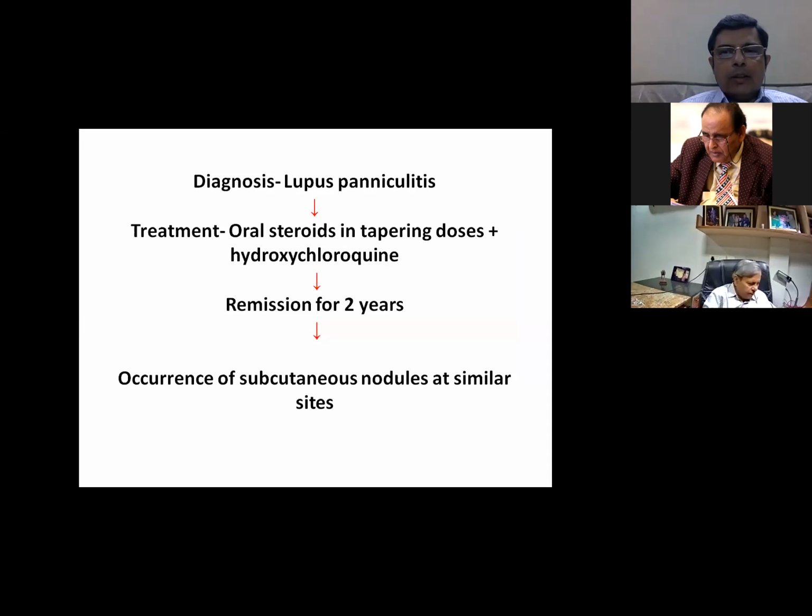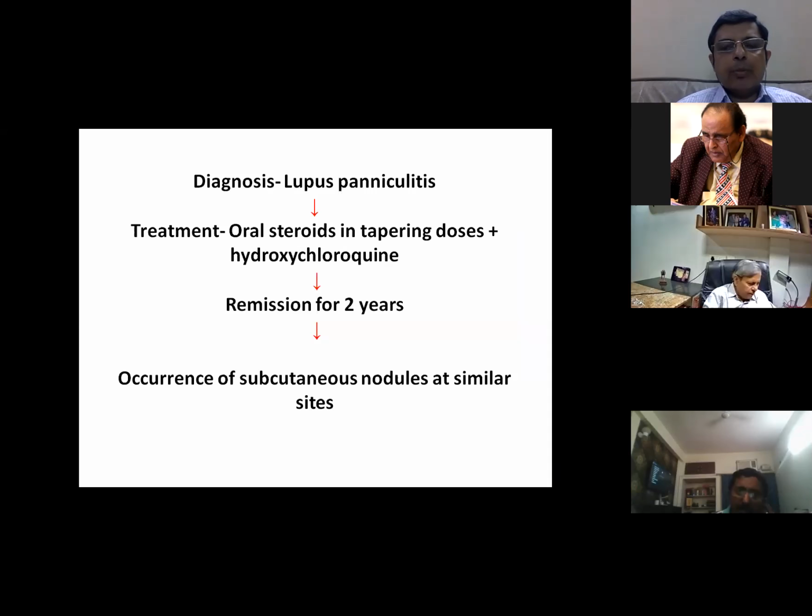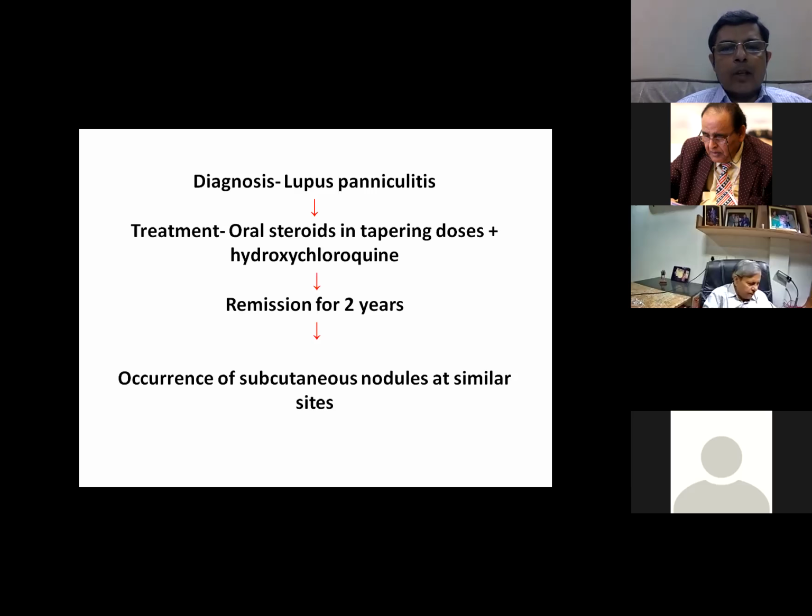Within a few months after stoppage of all the treatment, the patient again had recurrence of a similar kind of nodules, again at similar areas, and again she presented to me. And again, I thought that this was a classic case of lupus panniculitis and took a skin biopsy for histopathology.